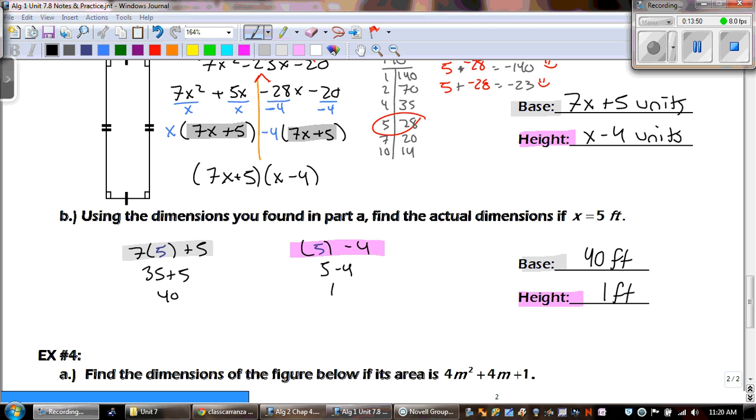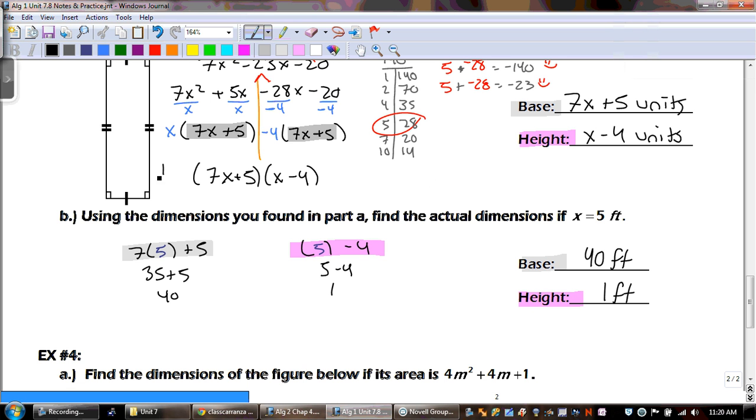Okay, so you should get 40 feet and 1 feet. Remember, it doesn't matter if your base and height are flipped because you might be like, Mr. Grice, you said the height is 1 and this is 40. That doesn't make sense. Well, you could also flip it the other way around and say that this is 1 and that's 40. So since you can flip it either way, it really doesn't matter which side you put as which, okay?